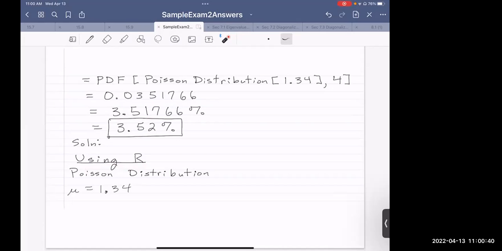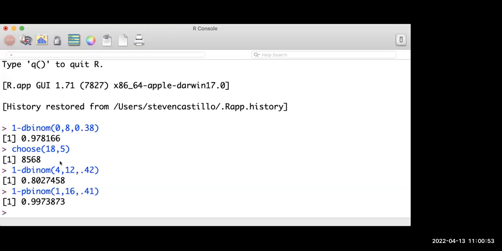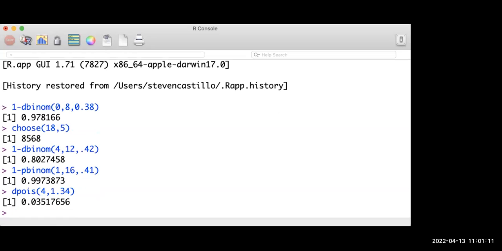If you're using R, then this is a Poisson distribution with mu equal 1.34. So I want to figure out the probability x is equal to 4. So you use dpois 4 comma 1.34. So let me type that into R. And so I have here dpois 4 comma 1.34.